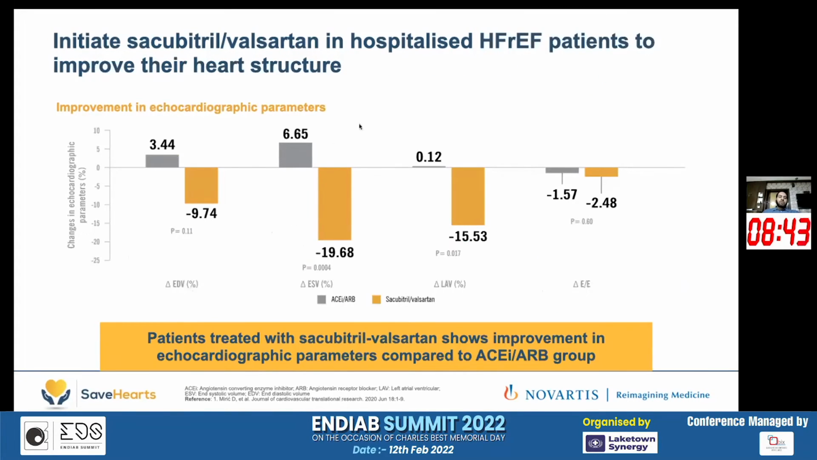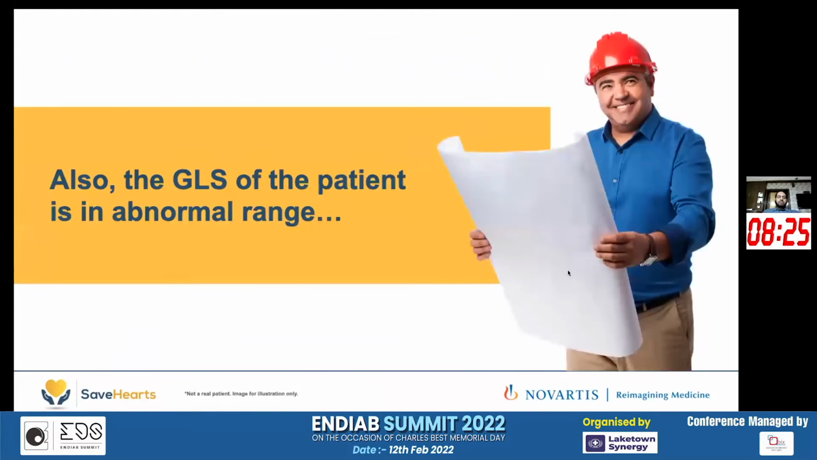And the same study has also looked at the echo parameters. And as I said, as compared to ACE inhibitors or ARBs, sacubitril valsartan had an improvement in the patient's end diastolic volume, end systolic volume, the left atrial volume, and the diastolic flow patterns.